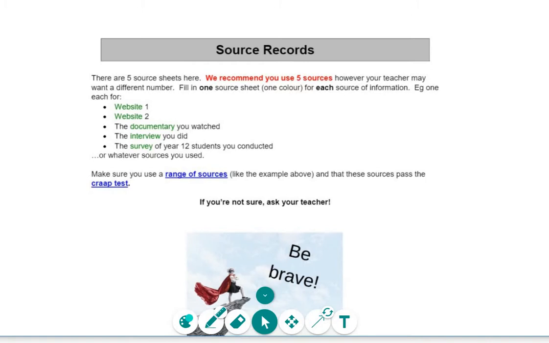Okay, so we recommend you use 5 sources. Your teacher might want a different number. You'll have to discuss that with them. As we've said, 1 source sheet for each source of information.